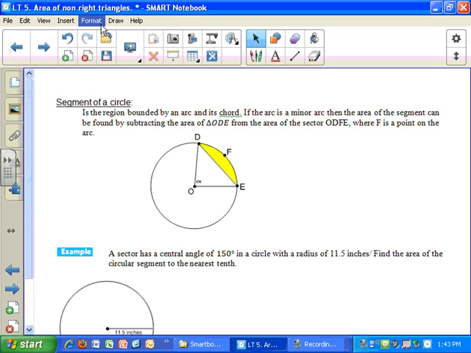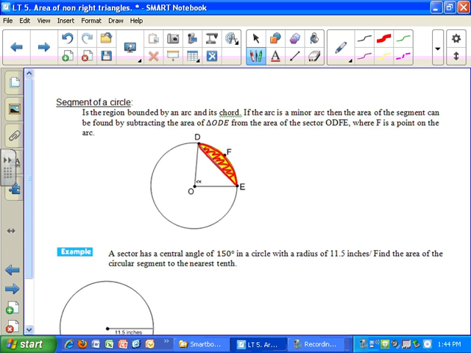So the last page is finding the area of a segment of a circle, and that is the region that's bounded by an arc and its chord. So if we've got the arc here and this chord here, that little region in there is going to be the segment of a circle.